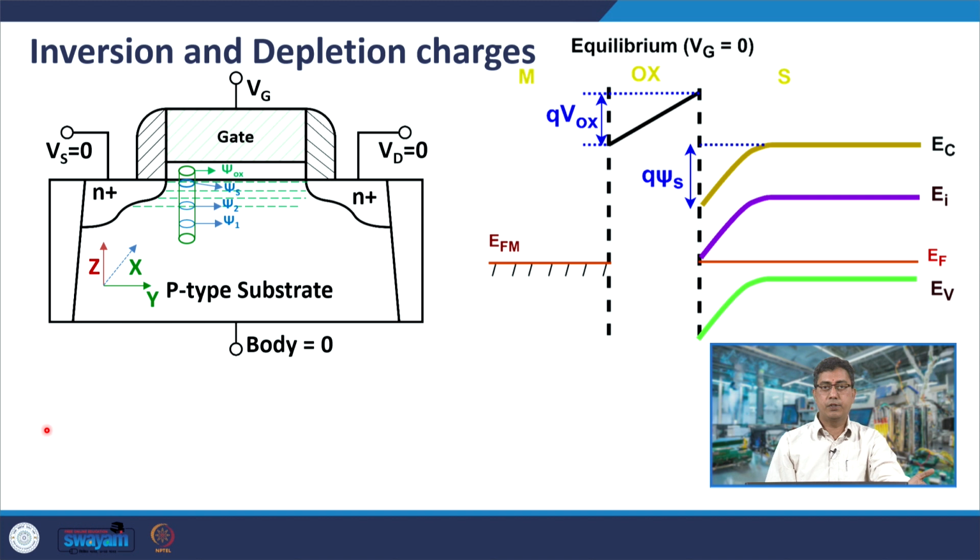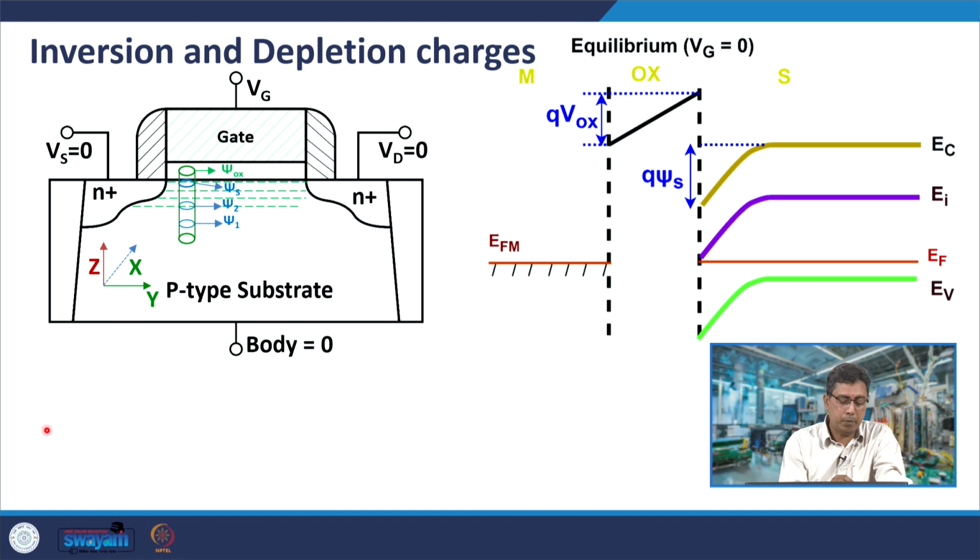Now, let us look at this equilibrium condition in more detail. So, even in equilibrium condition, when the gate voltage and substrate, that is body voltage, source voltage, drain voltage are all 0, we have observed that due to the work function difference between the gate material and p silicon substrate, you would have depletion charges. So, how would you look at that from a band diagram point of view? And before that, how would the electric field or potential change?